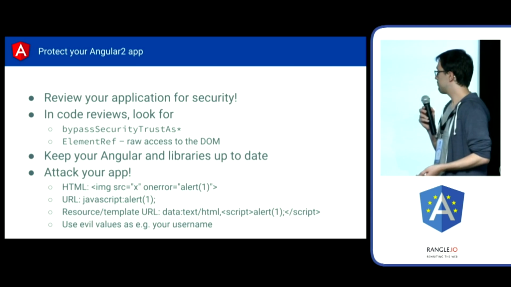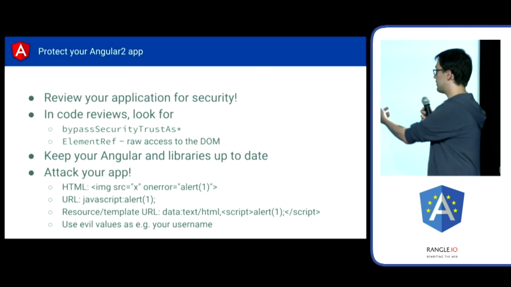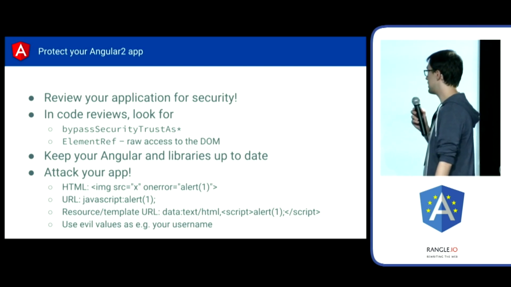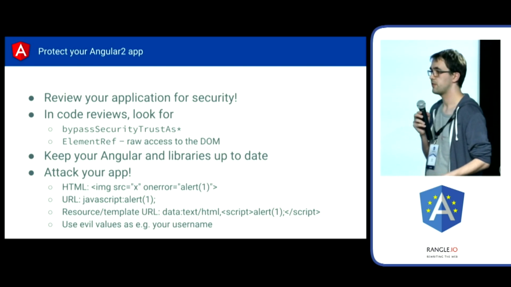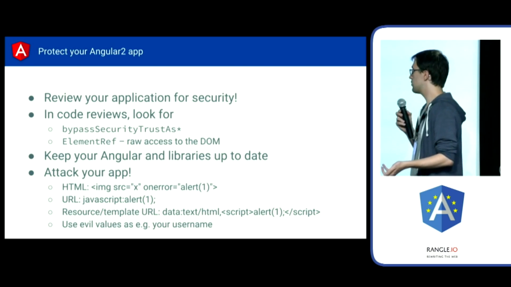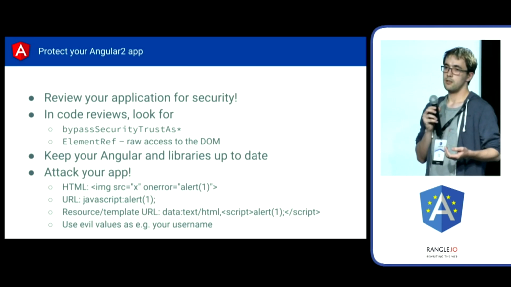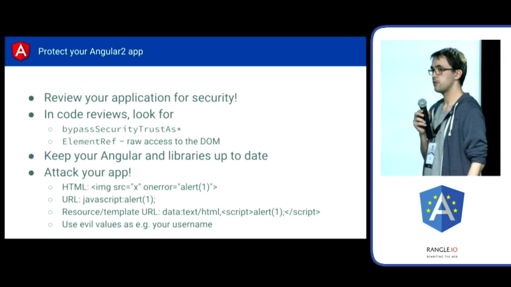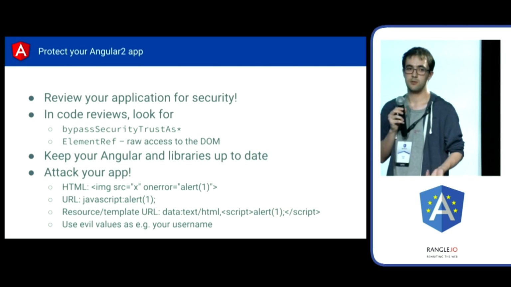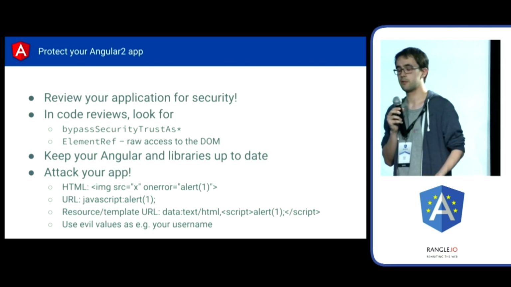Finally, now that you know about context, I gave you a few test vectors that you can use in your automated tests or manually. It's always useful to have a user whose name is image source on error alert, with his home URL of JavaScript alert and so on. It catches low-hanging stuff, and this is the embarrassing stuff that you don't want to ship with your app.